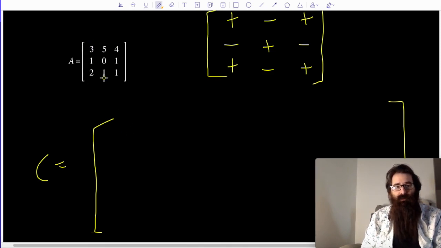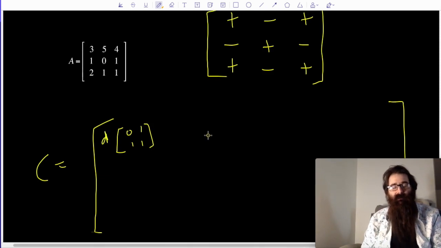So that smaller 2 by 2 matrix would be this 0, 1, 1, 1. And I want to find the determinant of this. I'll do D for determinant. I'll do that in the next step. I don't flip its sign because it's associated with a plus sign.